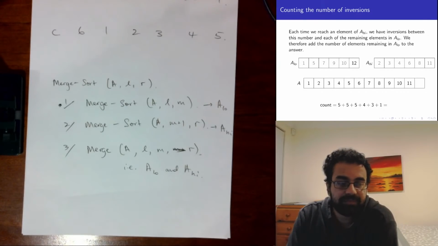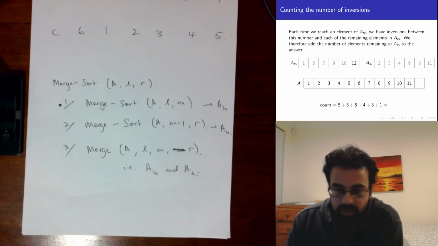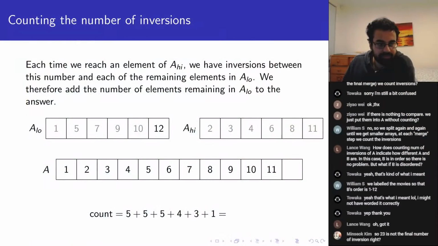Okay. All right. Cool. Let's return to the slides. 23 is not the overall number of inversions in the original array A. It's just the number of inversions that get counted at the top level of the recursion tree. The total answer itself will be made up of inversions between A low and A high, but also inversions entirely within A low and entirely within A high, and those would get counted at the merging within the lower levels of the recurrence tree.